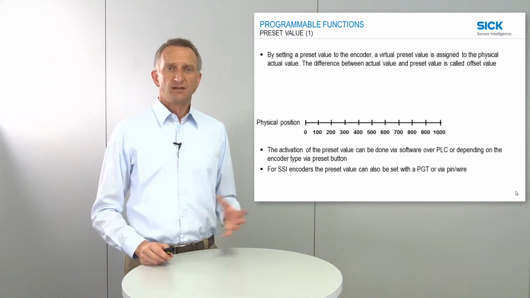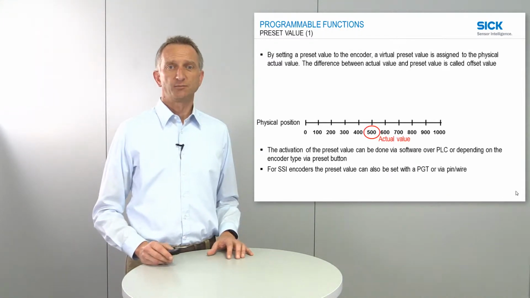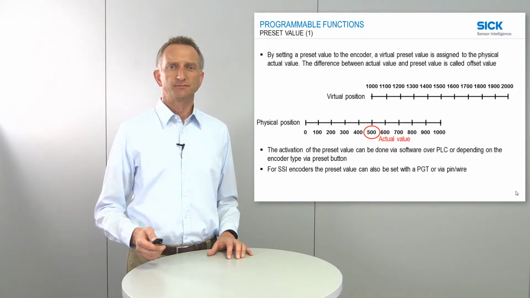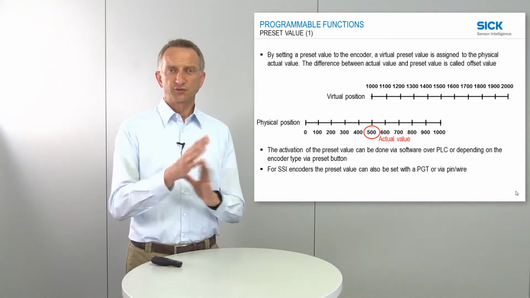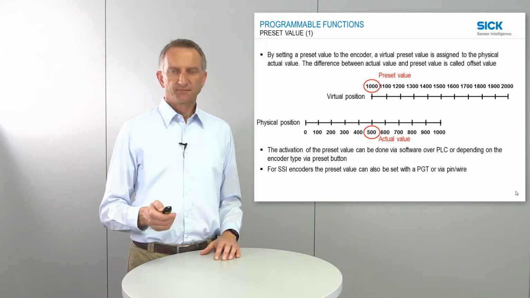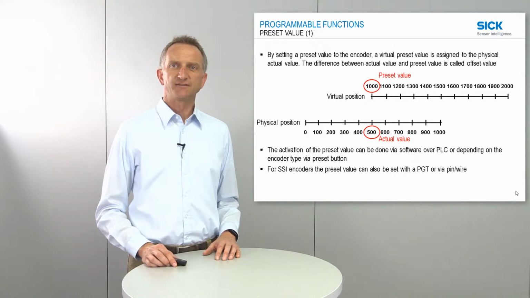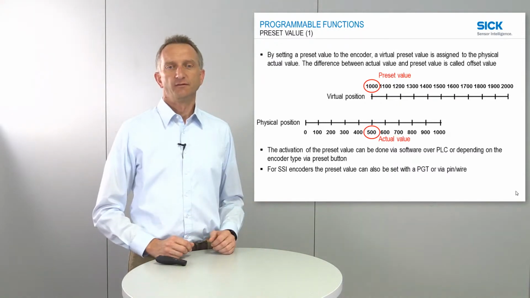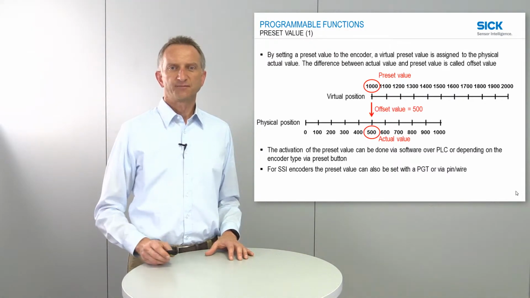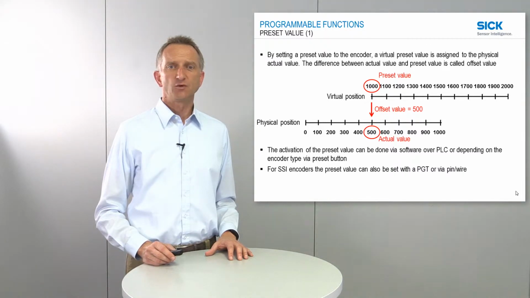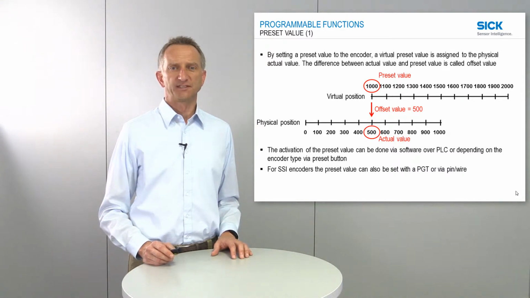What does this mean? Let's say we have a scale for the physical position with our starting point at the position value 500 as the actual value. In parallel to this, we have a virtual scale with a certain shift. In this case, the virtual position value of 1000 would be used as the preset value, equaling the value of 500 at our actual value. And this difference between the virtual preset value and the physical actual value is 500, that is our so-called offset.